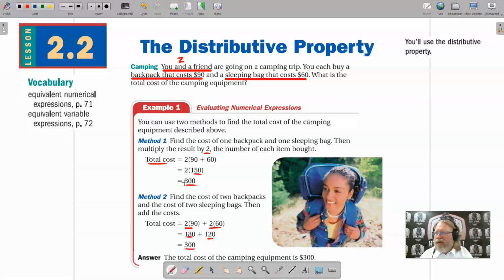Now you'll notice that both methods produce the same result of $300 for the cost of the camping trip. And this is going to lead us to the discussion of the distributive property. In previous lessons, we talked about the associative property and commutative property and the identity property, and now we're going to go ahead and talk about the distributive property.